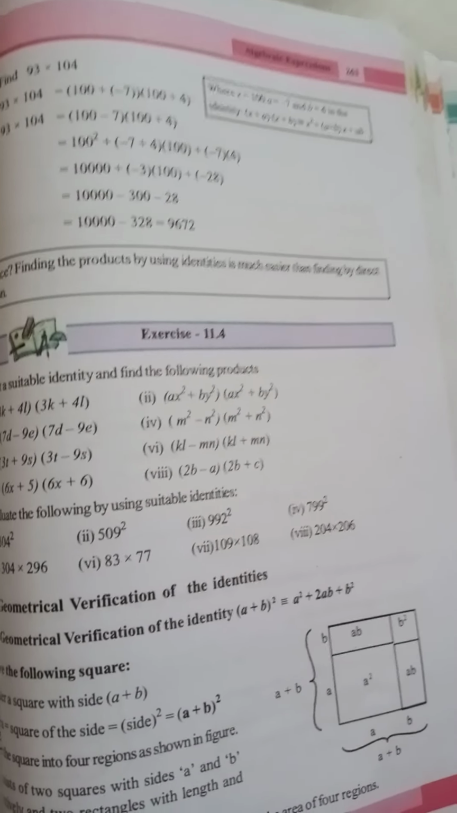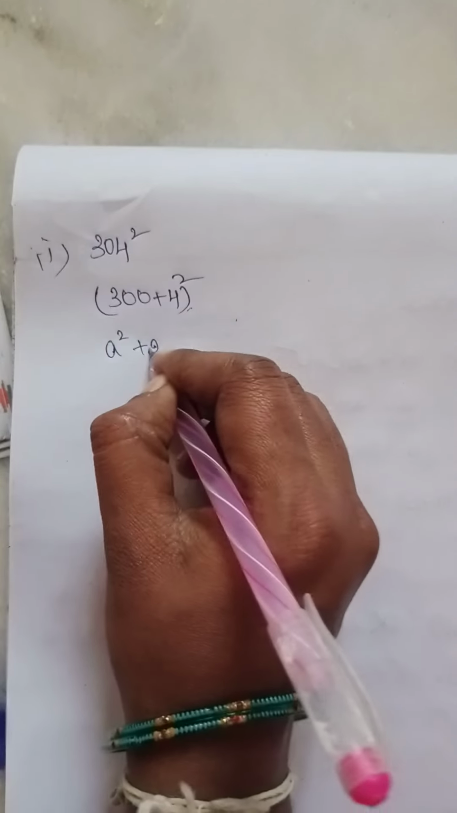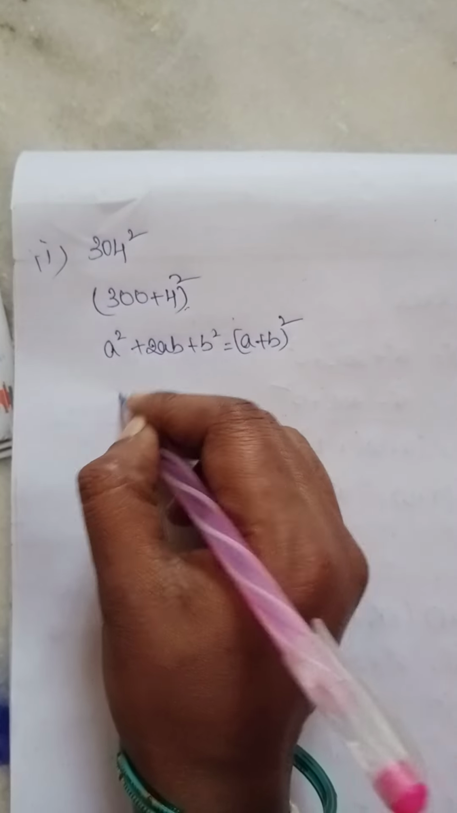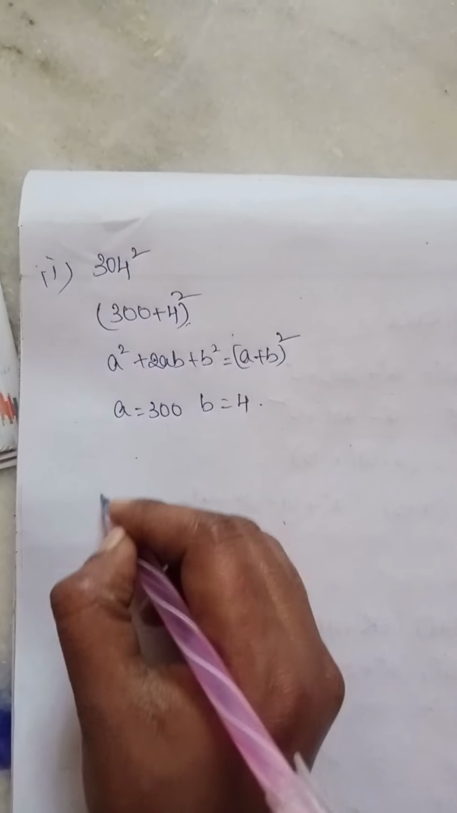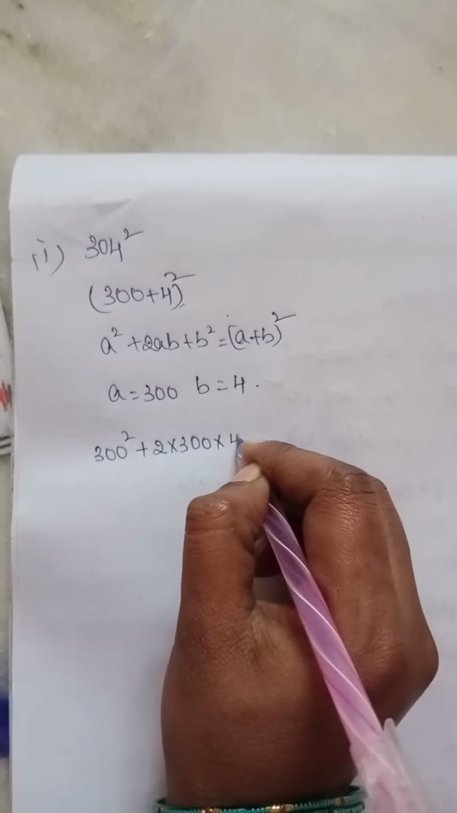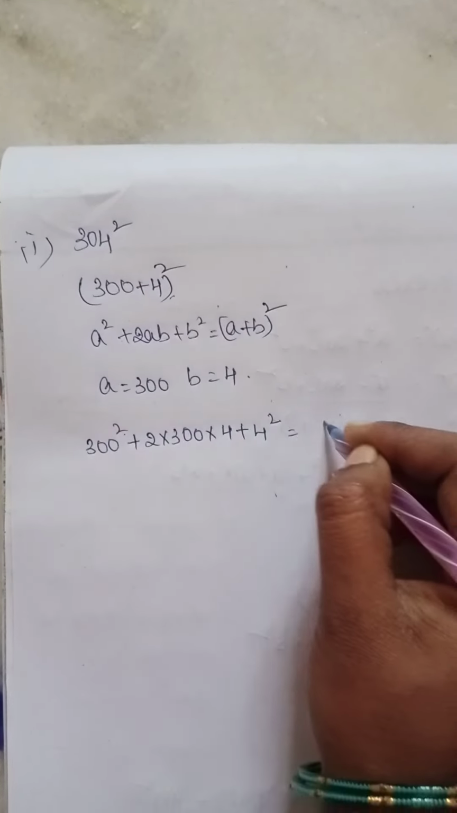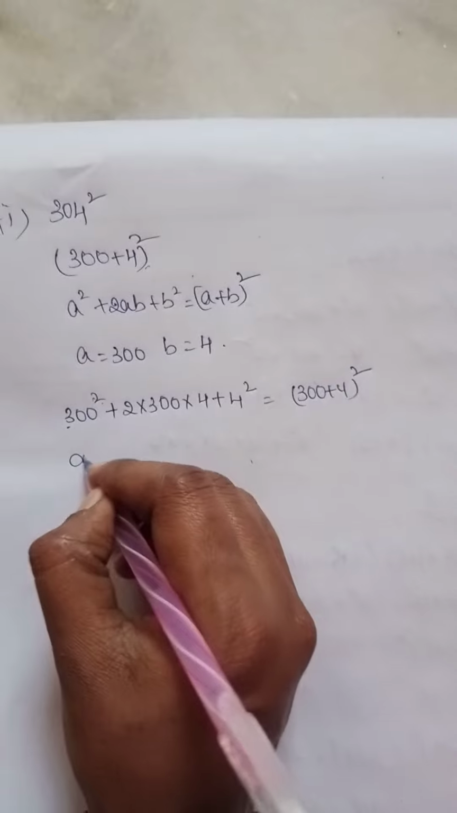304 square. Okay, this can be written as 300 plus 4 whole square. Now it is in the form of a plus b whole square. A square plus 2ab plus b square equal to a plus b whole square. Okay, a equal to 300 and b equal to 4. Substitute: 300 square plus 2 into 300 into 4 plus 4 square equal to 300 plus 4 whole square. Clear?